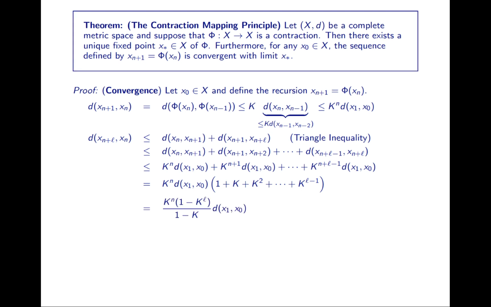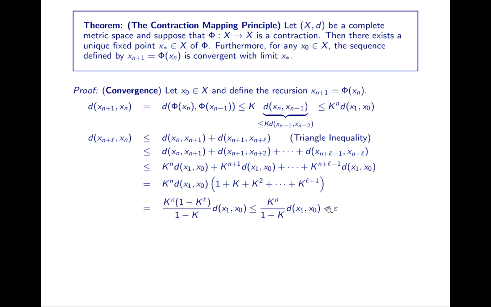Well, that's equal to k to the n times 1 minus k to the L over 1 minus k times that original distance. I got this equality by just multiplying this times 1 minus k and then dividing by 1 minus k, and you'll see that it simplifies to this. Now, of course, k to the L, remember that k is between 0 and 1, greater than or equal to 0, strictly less than 1. So 1 minus k to the L is some number also between 0 and 1. So this is less than or equal to if I just got rid of this term.